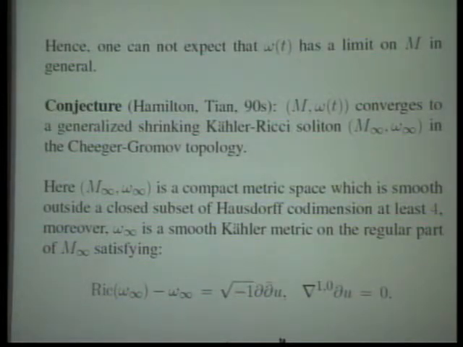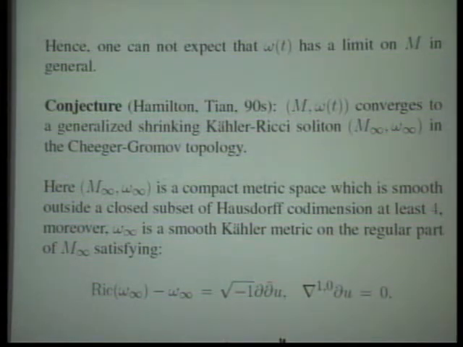I need to explain a little bit about this terminology. First, when I say generalized, I forget about shrinking Kähler-Ricci soliton, which I define later. This space may have singularities. It is simply a compact metric space, which is smooth outside a closed subset of Hausdorff codimension at least 4. Namely, it may not be a smooth space, may not be a manifold, but a large part of it is a manifold. You can make it better, which I will talk about later; right now I just put it in rough form.